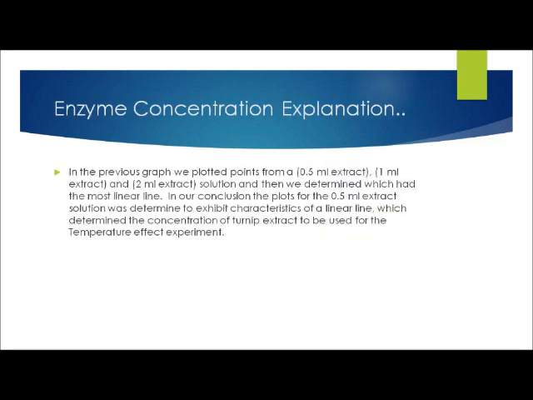So the enzyme concentration explanation. In the previous graph, we plotted points from a 0.5 milliliter extract, a 1 milliliter extract, and a 2 milliliter extract solution. And then we determined which had the most linear line. In our conclusion, the plots from the 0.5 milliliter extract solution were determined to exhibit characteristics of a linear line, which determined the concentration of the turnip extract to be used for the temperature effect experiment.